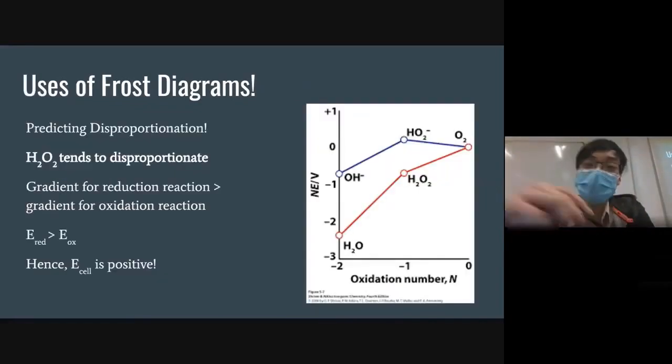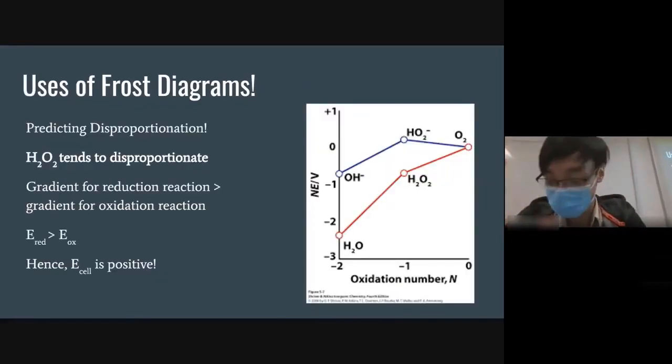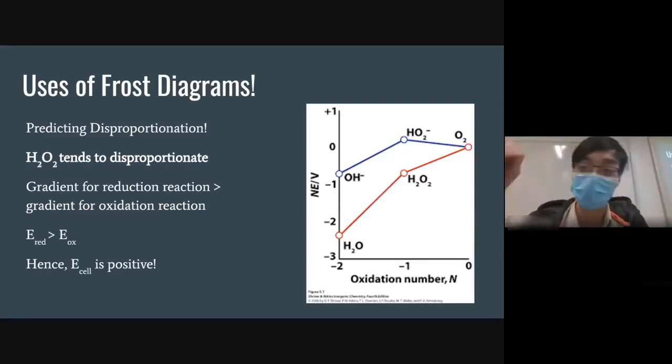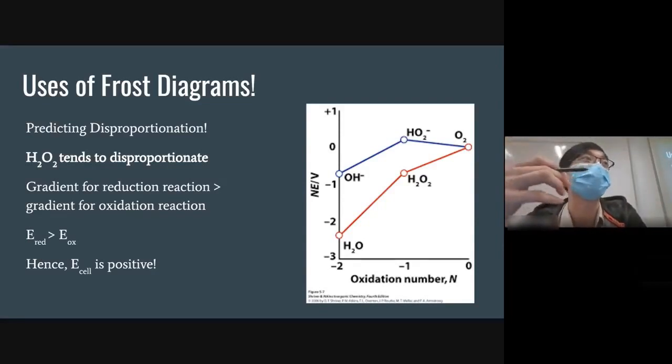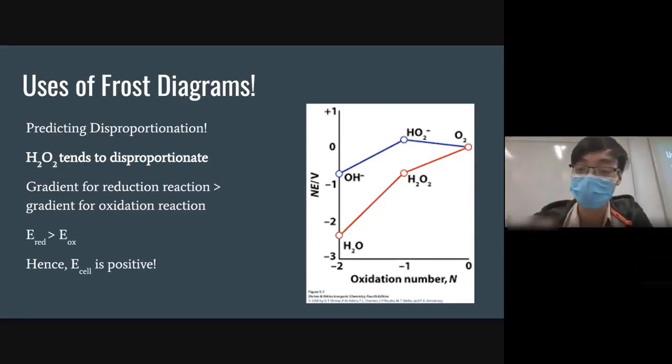Now that you've learned all about force diagrams, it seems quite interesting, but what can you actually use it for? One of the very useful tools of the force diagram is that it can be used to predict disproportionation just from the shape of the curve. So how do you do that? Let's take a look at the force diagram for hydrogen peroxide. We know that hydrogen peroxide tends to disproportionate into water and oxygen. But how can you tell that from the graph?